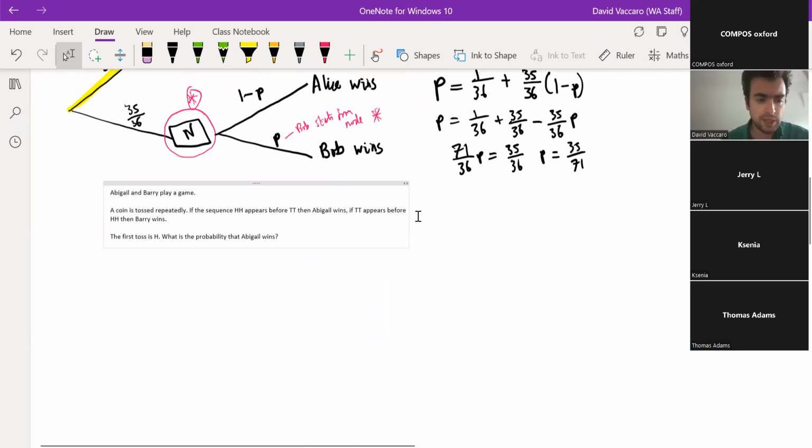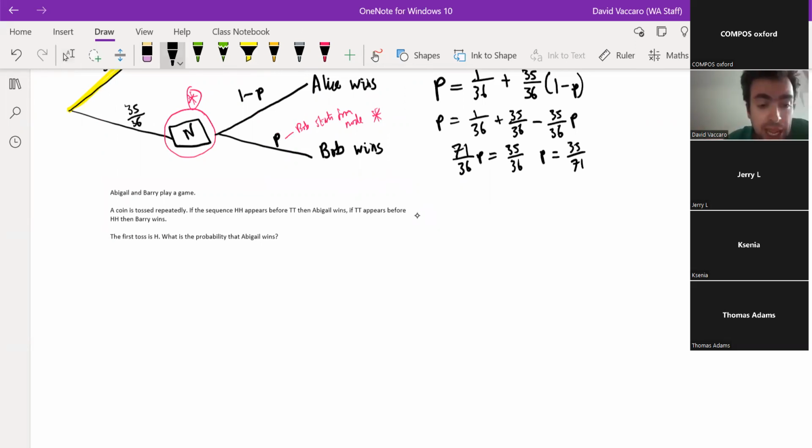So this one says, Abigail and Barry play a game. A coin is tossed repeatedly. If the sequence HH appears before TT, then Abigail wins. If TT appears before HH, then Barry wins. And it says the first toss is an H. What is the probability that Abigail wins?